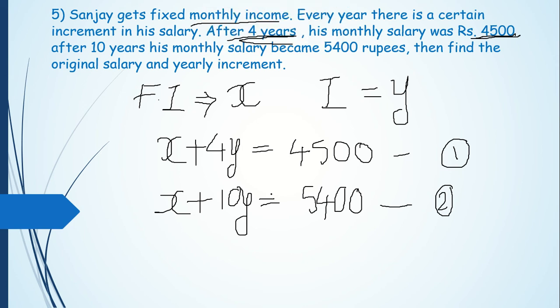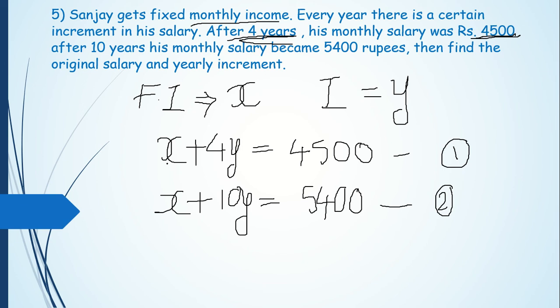Let's see once again what is given. He gets some fixed monthly income, which we can say is his fixed salary. That fixed salary plus the added increment becomes his total salary. So originally, at the beginning of the 10 years, his salary was x, which we have to find, and the increment he is getting every year is y, which we have to find. Now we have got the two equations already.